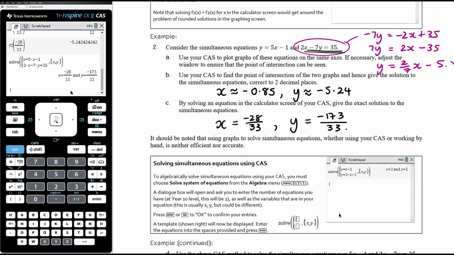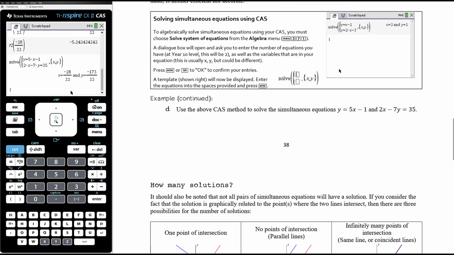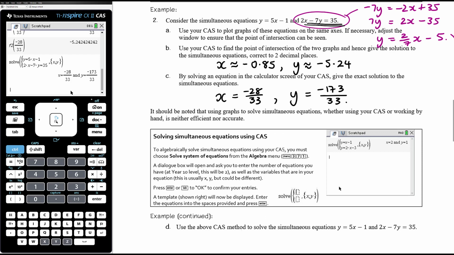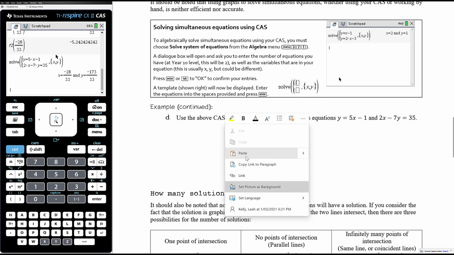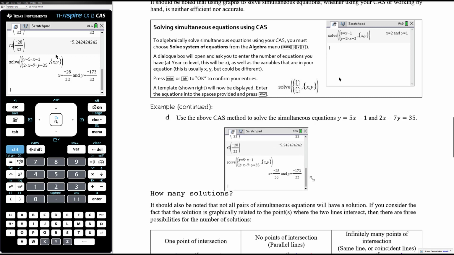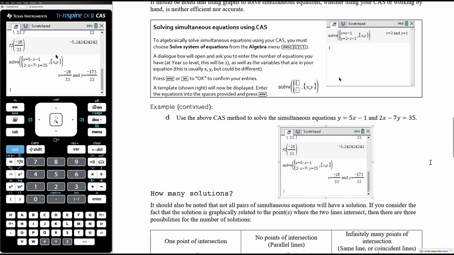However, it's important that we also understand the connection to graph and how we can use the graphing screen if we've drawn the graphs first to be able to solve the simultaneous equations. Okay, so part D of the same example is exactly what we've just done. We used our CAS, we used this method to solve those same equations. So I am just going to take a screenshot of that and paste that over here, just so that you can refer to that down the track. Okay, so that was our method using this particular CAS method.